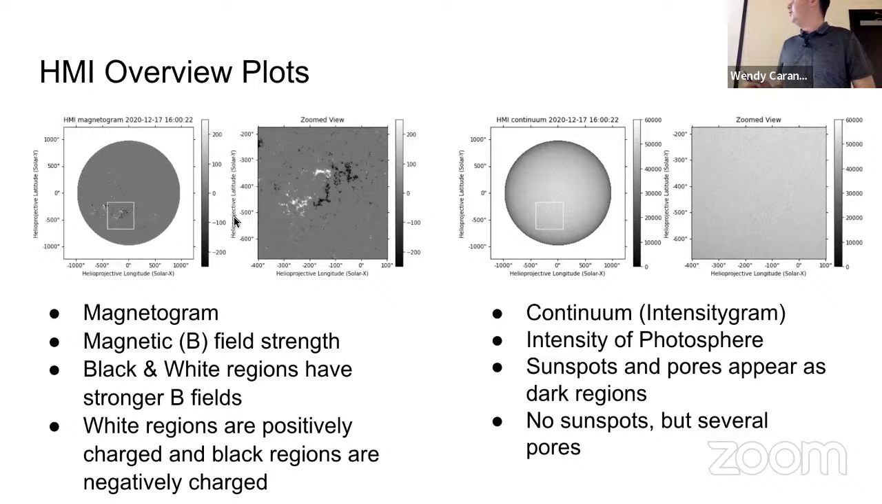And then on the right, we have the HMI continuum images, which is sometimes called the intensitygram, basically just looking at the surface of the sun. Here, sunspots and pores will appear as dark regions. You might note there's nothing here right now. There's actually no sunspot in this region, which is kind of strange, since usually sunspots are associated with magnetic fields. There are several pores. You can't see any in this image really, but some do show up in the animations.